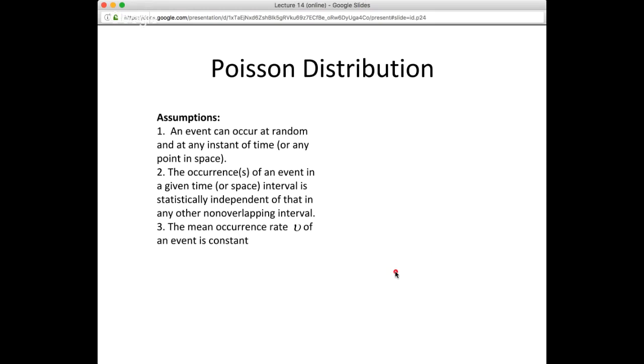And furthermore, we're going to assume that there's a mean occurrence rate nu of an event occurring over, say, some time or space. So that would be like the number of events that occurred in 1 hour on average. And furthermore, we're going to assume that that mean occurrence rate is constant, it doesn't change with time. And furthermore, the probability of 2 or more occurrences at exactly the same time or location is negligible. So we're not going to consider that kind of extreme situation.